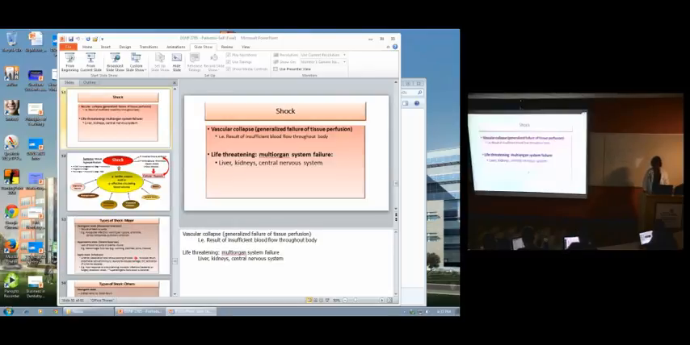Okay, so let's wrap up with shock. What is shock? It's just a word for saying that there's generalized tissue hypoperfusion. In other words, you have reduced blood supply to the tissues that is generalized and affects most parts of the body. So, like I said, it means insufficient blood flow throughout the body.